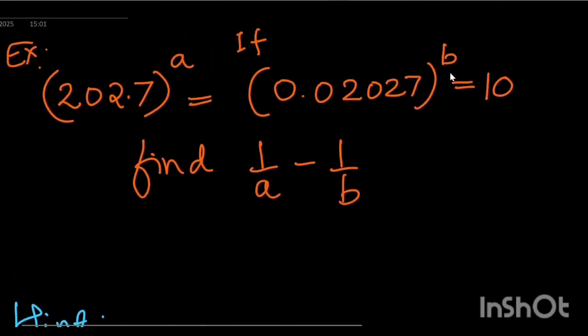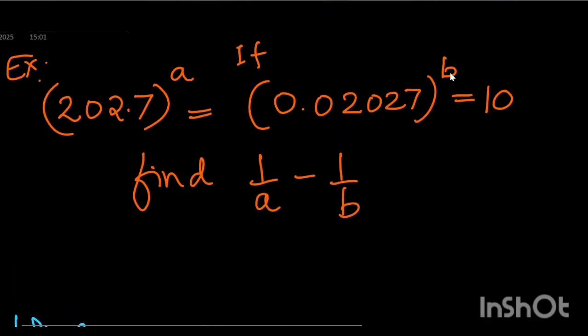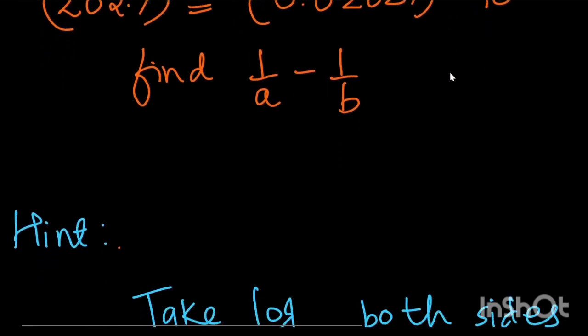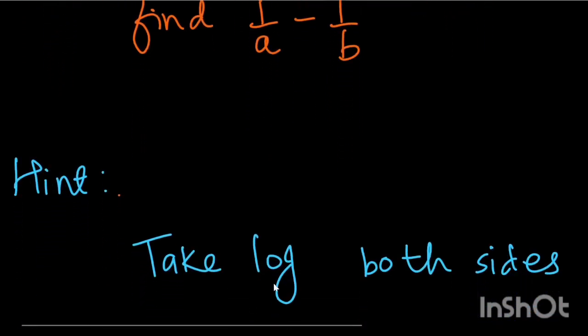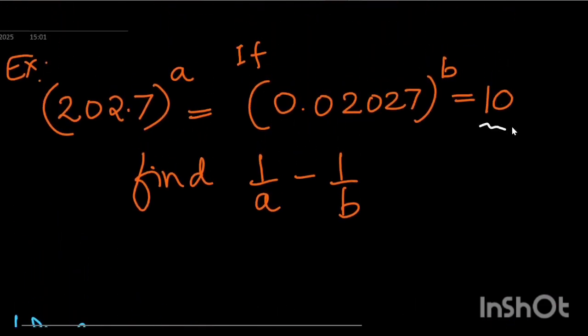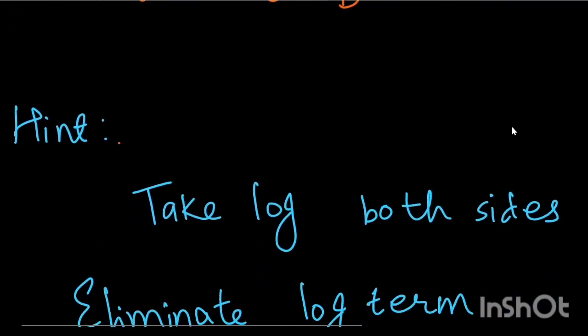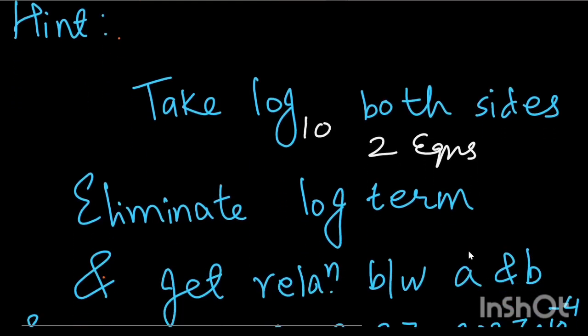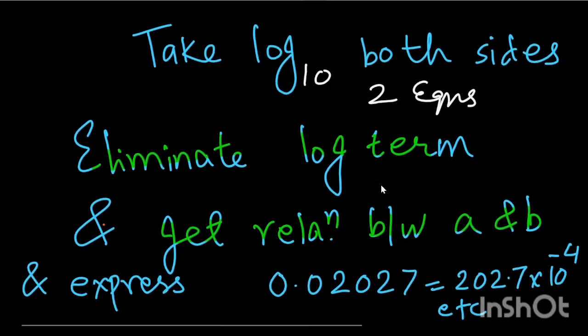Since it's in exponent, what we can do is convert it into log. So taking log on both sides. Now what should be the base? The base can be any, but since it is given to be 10, it is better if we take log base 10 on both sides and eliminate, and we will get two equations. We will solve and eliminate the log term and get a relation between a and b, which will give the value of 1 by a minus 1 by b.